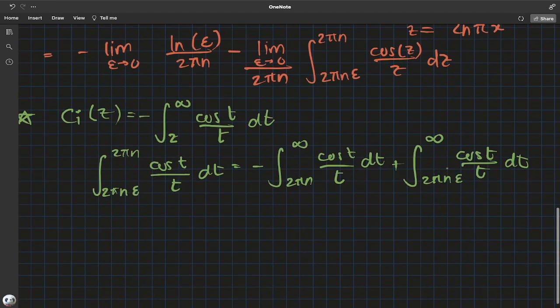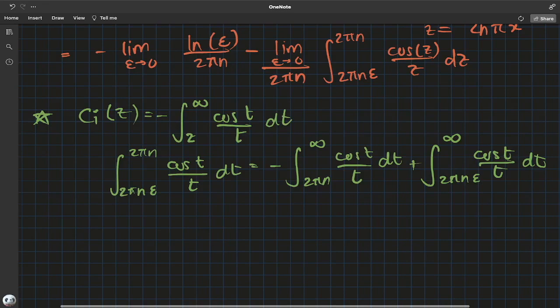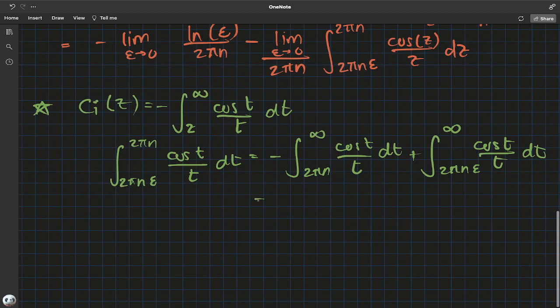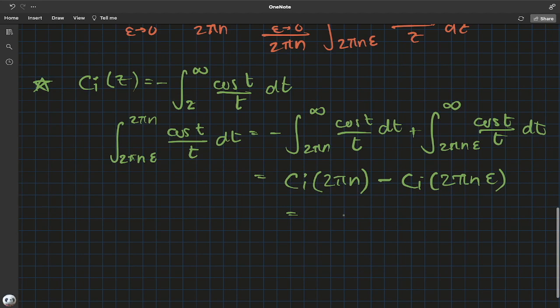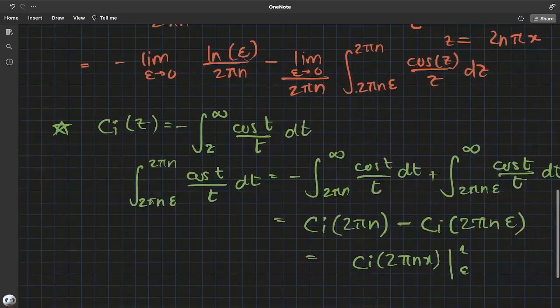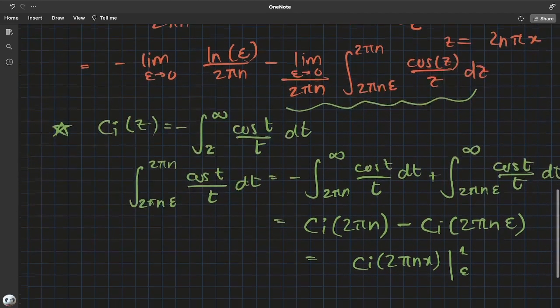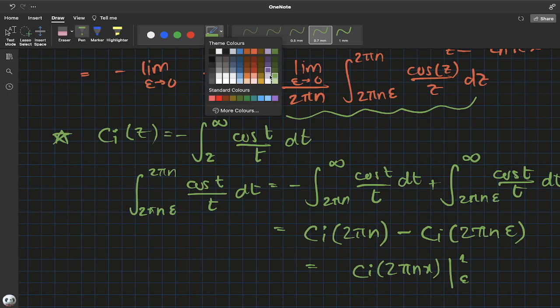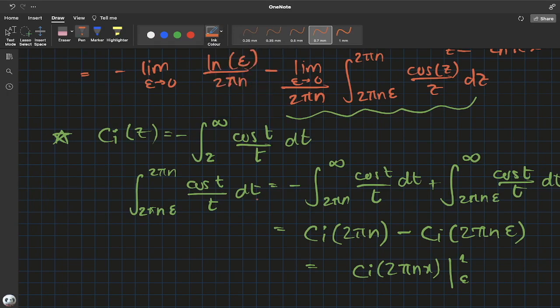Again, I'm assuming that 2 pi n epsilon is smaller than 2 pi n, and of course if epsilon is small going to 0, that will be the case. But notice what this is. This is just the cosine integral of 2 pi n minus the cosine integral function of 2 pi n epsilon, which I can represent as cosine integral of 2 pi n x evaluated from epsilon to 1. I can do this simplification, and this is what we have up here. So it's time to get back to our original color of doing these things.